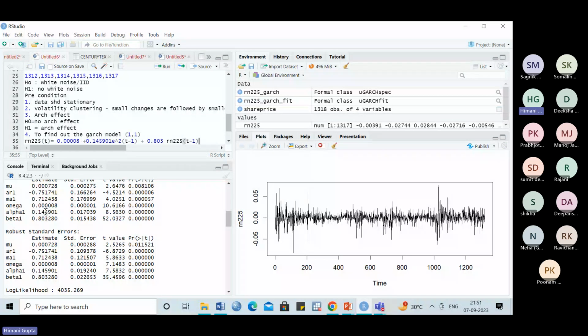Got it? And since beta is also positive, it is telling me that yes, there is a persistence in volatility. That volatility exists. It's a persistence in volatility. Got it? That is the meaning of your alpha and beta.